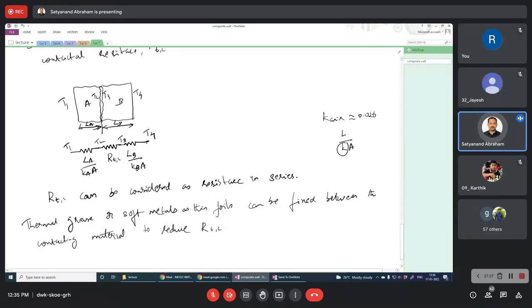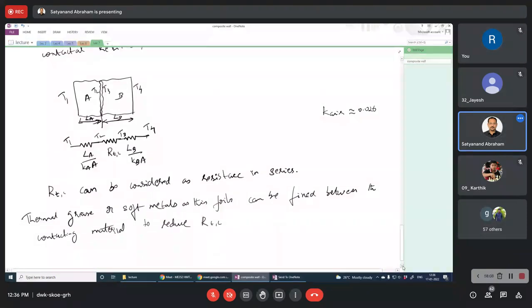So if you are increasing the K by almost 10 or 20 times, if you are using air, the conductivity is somewhere around 0.026. Thermal grease might have a conductivity of the order of 1. So in that case, we are reducing it by 100 times. If you are using some material, it will have a thermal conductivity of say 10 or 20. Okay, so likewise, we can reduce the resistance to a very great extent. That's how we are using thermal grease or soft materials for that.